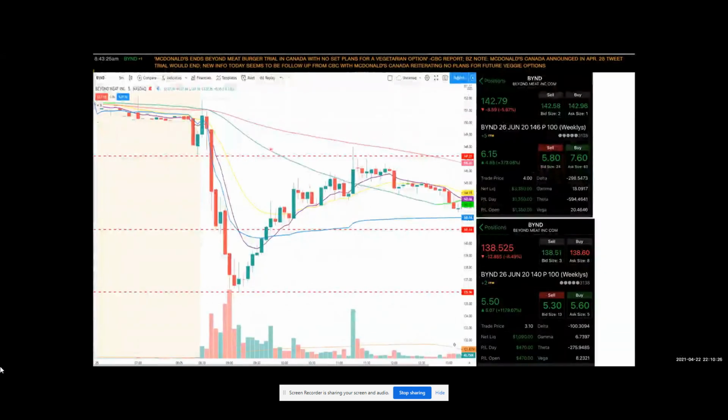Anyway, so this is Beyond Meat. This was actually a day trade that we did in the chat together. The news actually dropped after we got in the trade. You can see this level on Beyond Meat. This was the pre-market low. The stock was chopping around, and then we entered the trade.